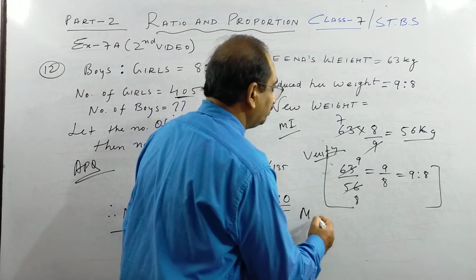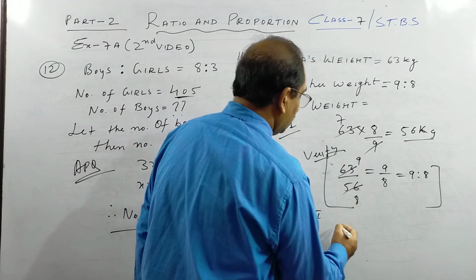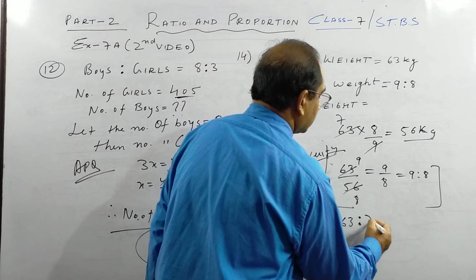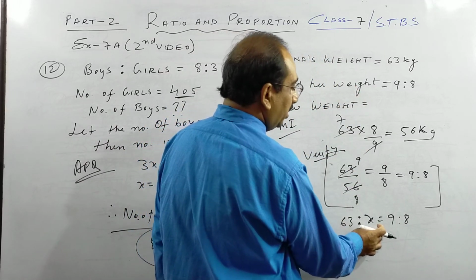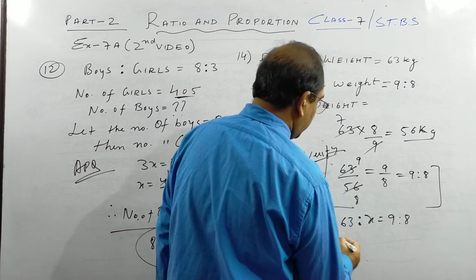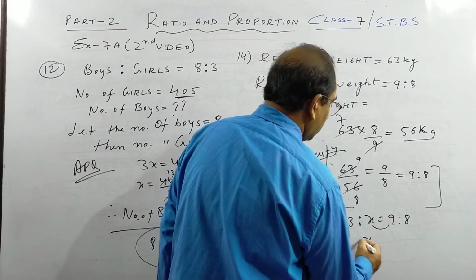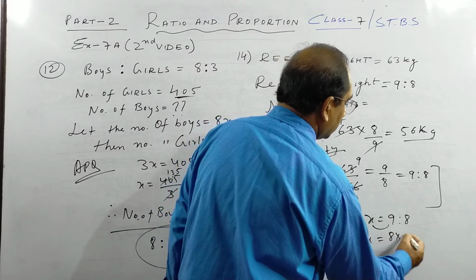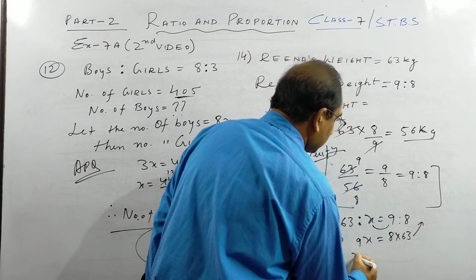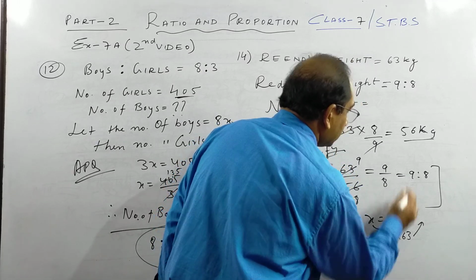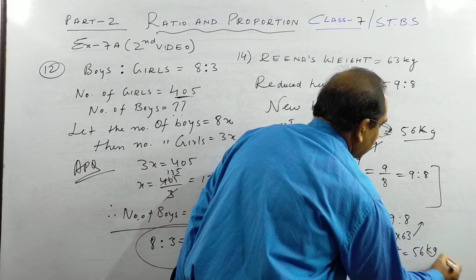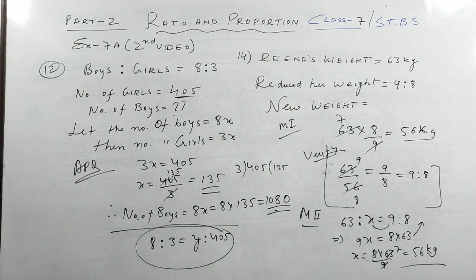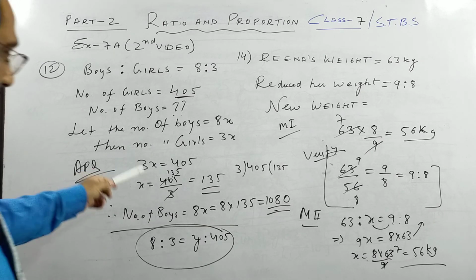One more method, if you see, we take the proportion method. She is 63. Suppose presently she weighs x, the ratio being 9:8. So she was 63, what will she become when it is now 9 and she becomes 8? Here the product of means is 9x, and the product of extremes is this. Once you solve, x is 8 into 63 by 9. 9 7s are 63, we get 56 kg as her reduced weight. Okay children, so this sum I have shown you by two methods.